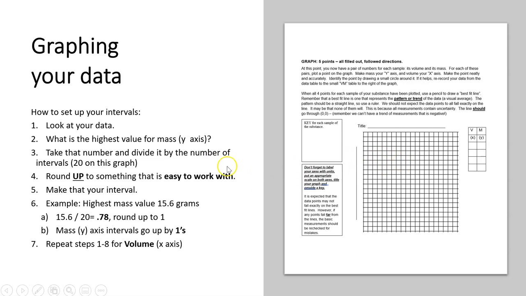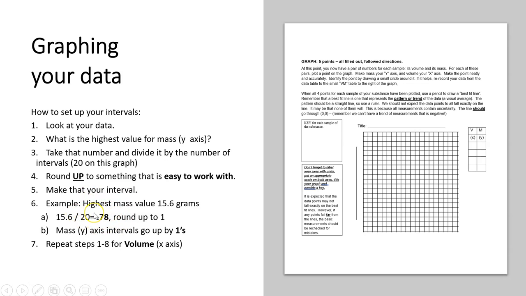Okay, so you take that, you do the division, and then you round up to something that is easy to work with. Like you could do the exact number, but then that gets really weird when you're trying to figure out where that is exactly when adding those intervals up. And then make that your interval. So for example, let's say my highest mass value is 15.6 grams. I do just what it says. 15.6 divided by 20 is equal to 0.78.